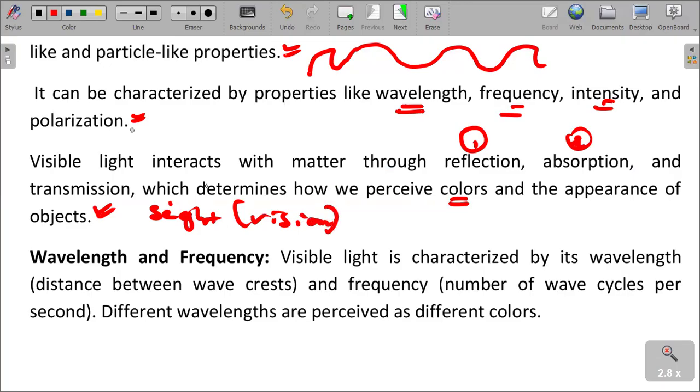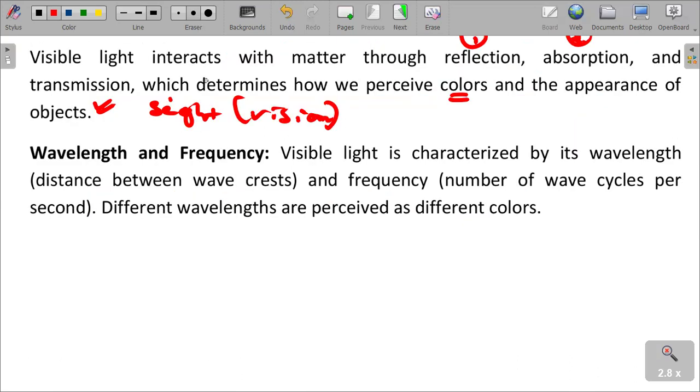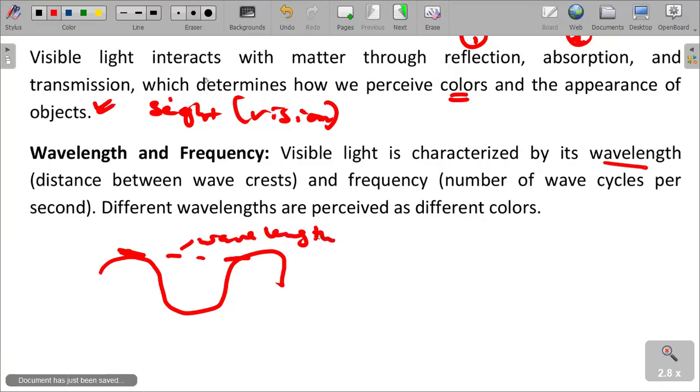Wavelength and frequency: visible light is characterized by its wavelength, the distance between wave crests. The distance from peak to peak is what we call the wavelength. Different wavelengths are perceived as different colors. I am going to show you that shortly.